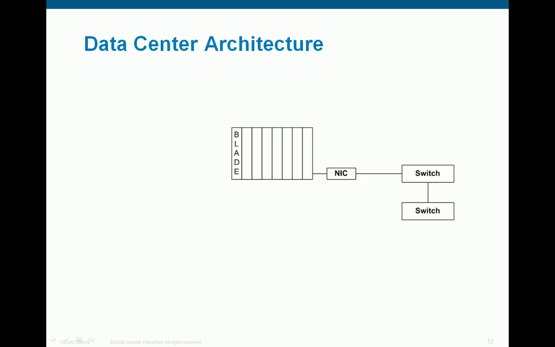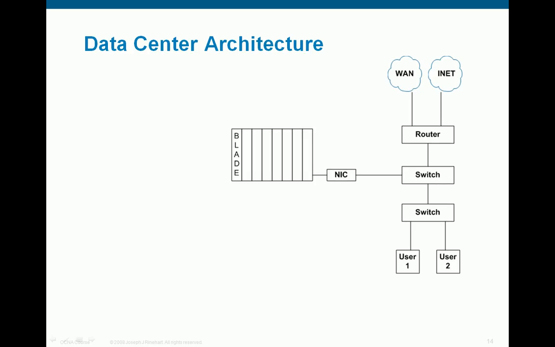This then connects to upstream switches, and then to communicate with the larger world, there is usually a router which can connect both to the internet and then a wide area network if there are multiple sites. And then finally, there are internal users of the system. And this allows a very robust access between user, servers, and then the larger world.